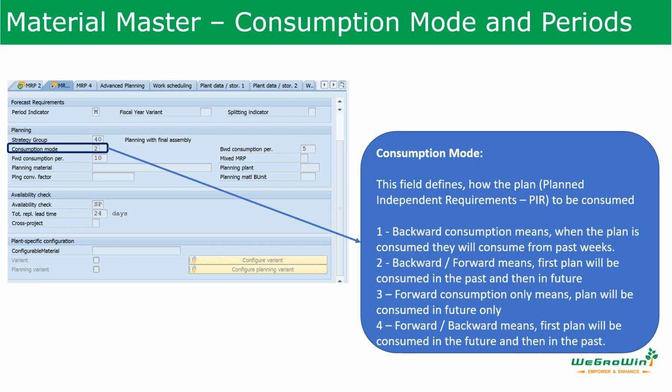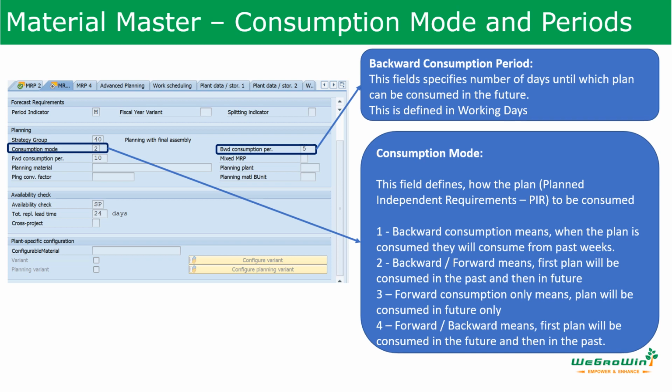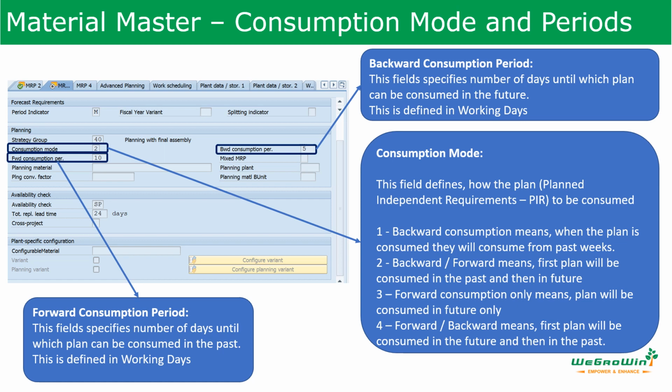So we have all the combinations here, as you see. And backward consumption period means how long? How many days? This is in working days. How many days backwards the system can go and consume the plan. And in the case of forward, how many days it can go forward to consume the plan, that is also defined in the number of working days.